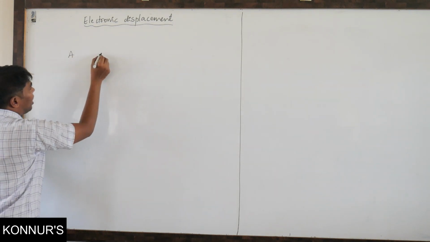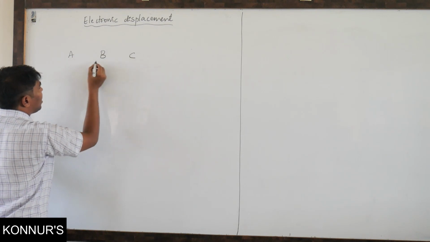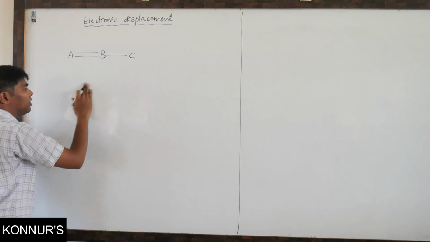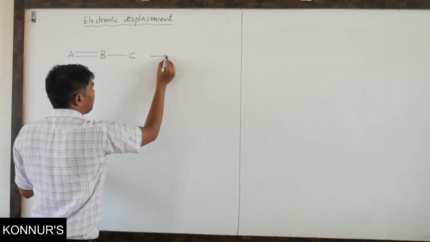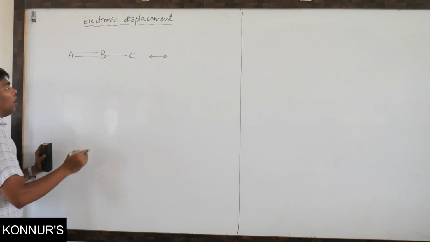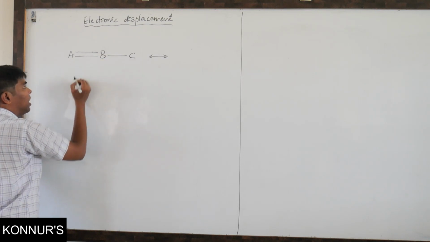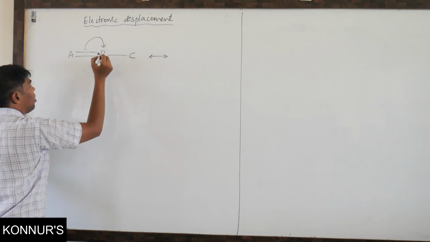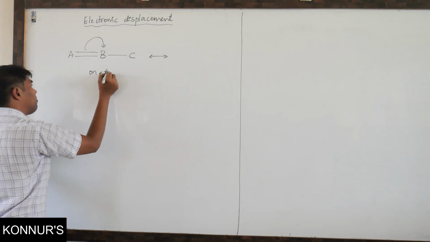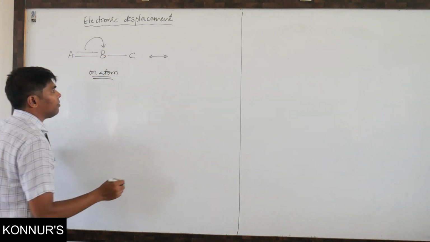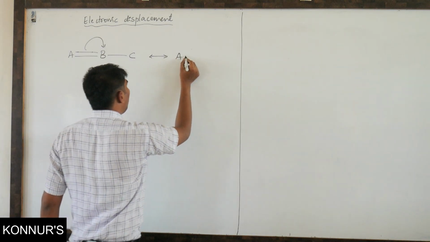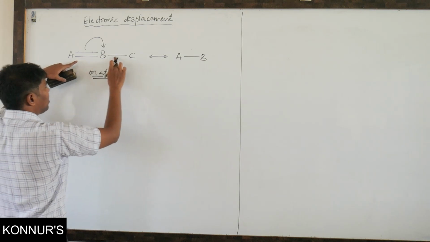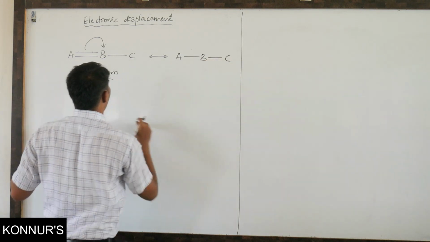I will take the general atoms A, B, C, which are bonded. Between A and B there is a double bond, and between B and C there is a single bond. If the bond pair between A and B shifts onto atom B, then the A-B single bond remains, and the B-C single bond remains.